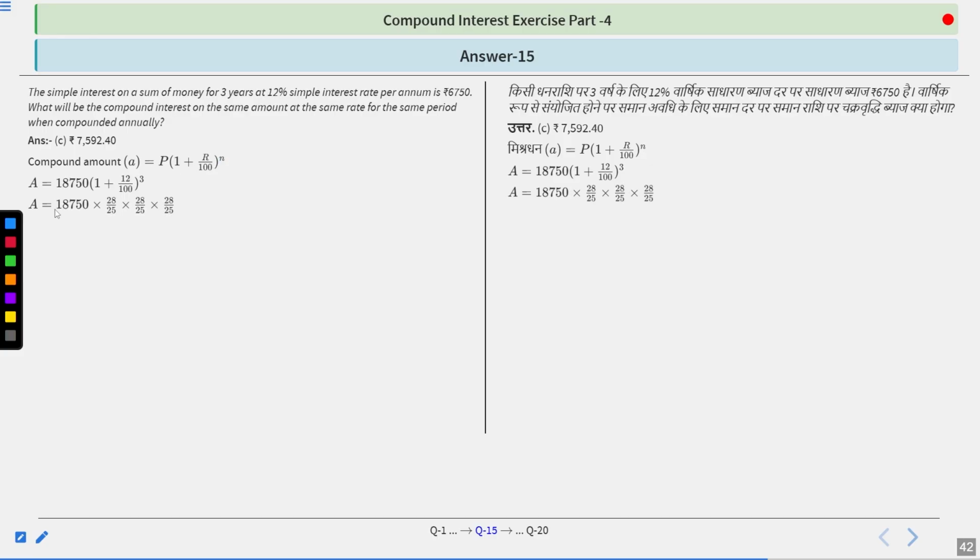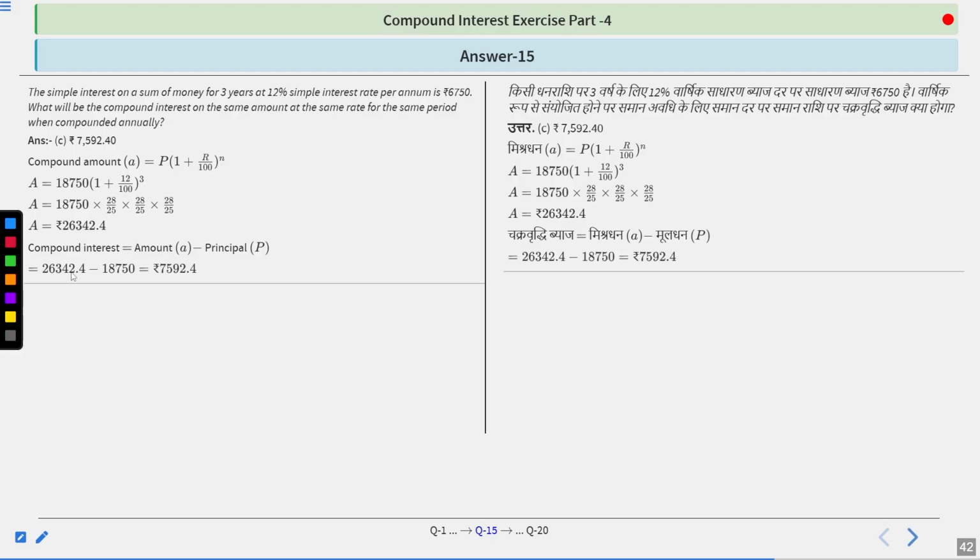So A is going to be equal to 18,750 into 1 plus 12 upon 100 is 28 upon 25. The power is 3. So we have written 28 upon 25 3 times. That is going to be equal to, on calculation, rupees 26,342.4. So if amount we know, then we can easily find the compound interest, that is amount minus principal. So putting the values of amount and principal, we get 26,342.4 minus 18,750, that is equal to rupees 7,592.4. So option C is the correct answer.